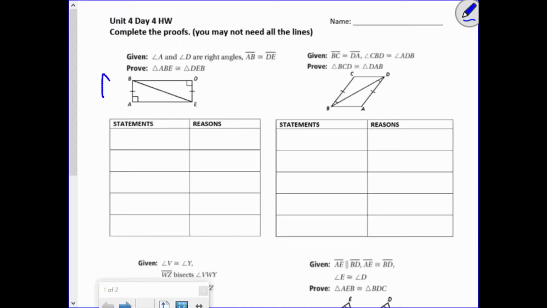So our first one here, we are given that these two triangles have been marked with the information that is in the given already. Okay? So they mentioned that A and D are right angles, so they put the little 90-degree markings in the corners for angle A and angle D, and they said that segment AB is congruent to segment DE. So they've already put the information into the triangles for us. So now what we're trying to prove is that these two triangles are congruent.